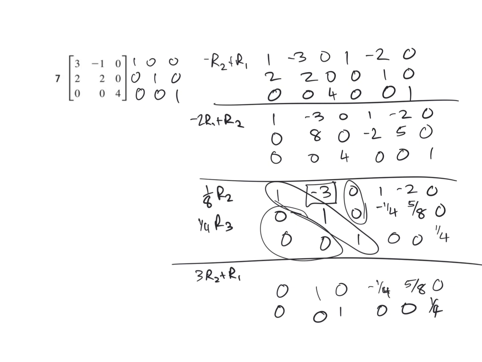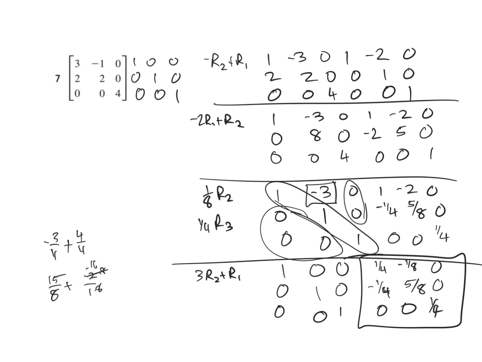Okay, and now how's row 1 change? So 3 times 0 plus 1 is 1. 3 times 1 is 3, plus negative 3 is 0. And you have 0 there. 3 times negative 1/4 is negative 3/4. So negative 3/4 plus the 1, or 4/4, gives me 1/4. 3 times 5/8 is 15/8 plus negative 2. So we multiply by 8. That's negative 16. So I'm going to get negative 1/8. And 3 times 0 is 0 plus 0 is 0. So here is our inverse matrix.